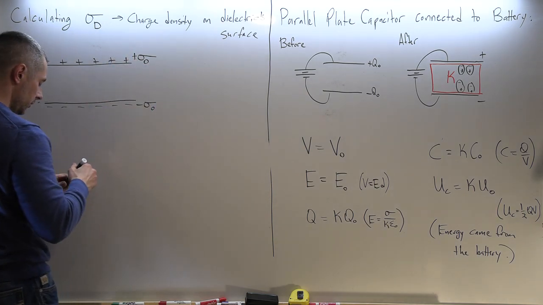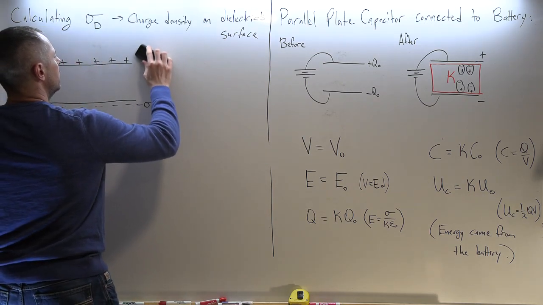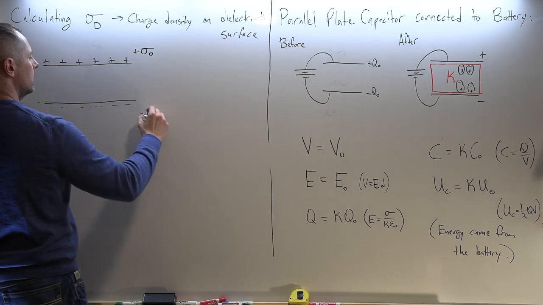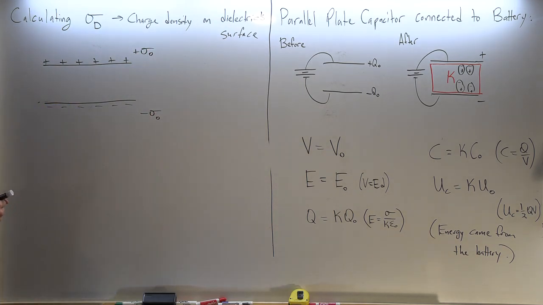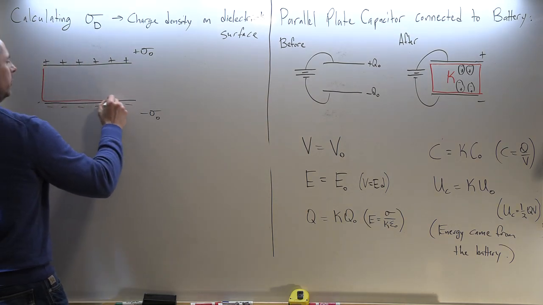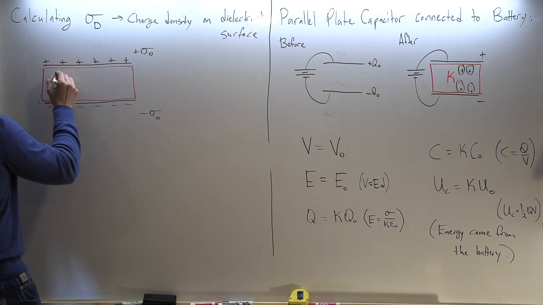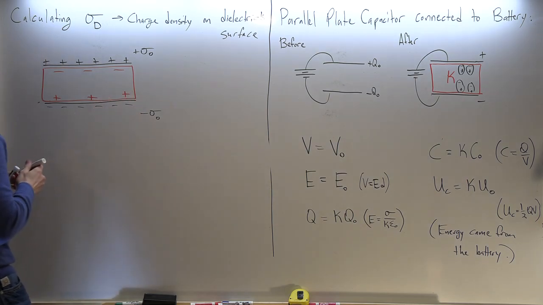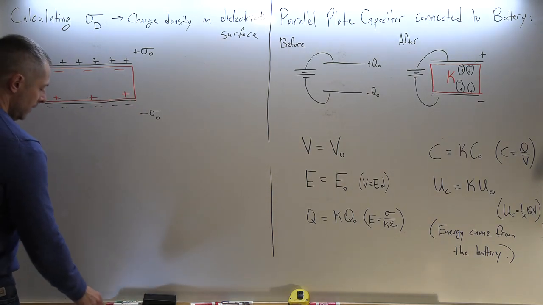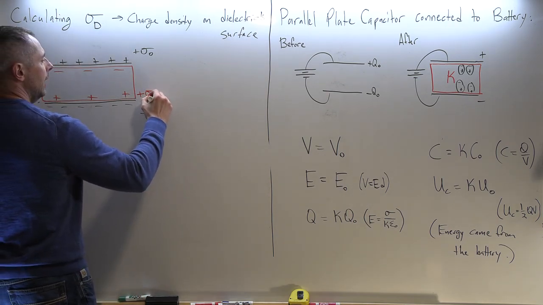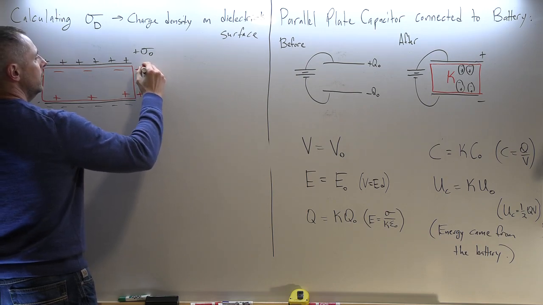So I put an equal number. It looks a little misleading here. Let me move these sigmas. Okay, maybe it looks a little clearer there. So now I put the dielectric in there. And as I just said, the top of this will become slightly negative, and the bottom here slightly positive. And so this has a plus sigma dielectric, negative sigma dielectric.